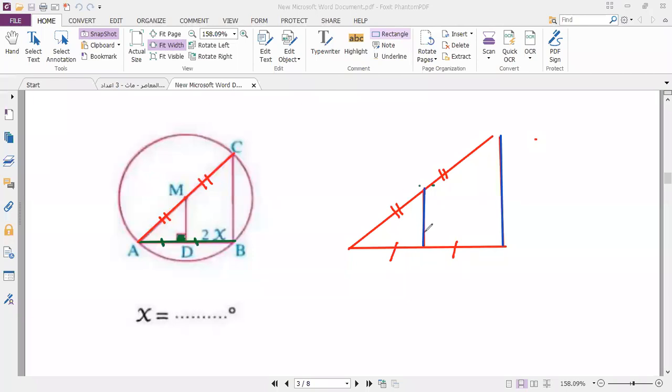And because they are parallel, this angle is 90, and this angle is going to be 90. Why is that? Because they are two corresponding angles, like this, or F in English. So this angle is going to be 90. 2x equals 90, so divided by 2, x equals 45.